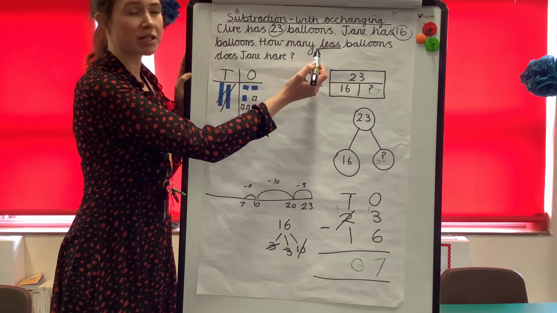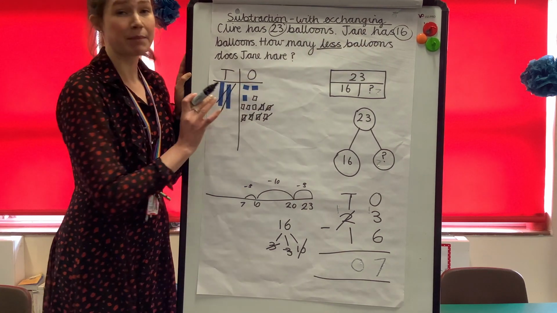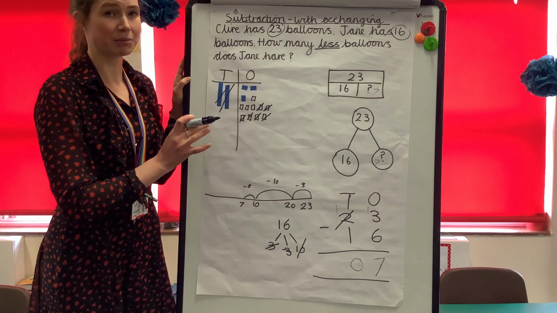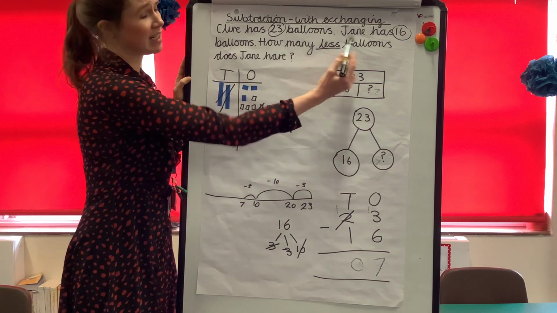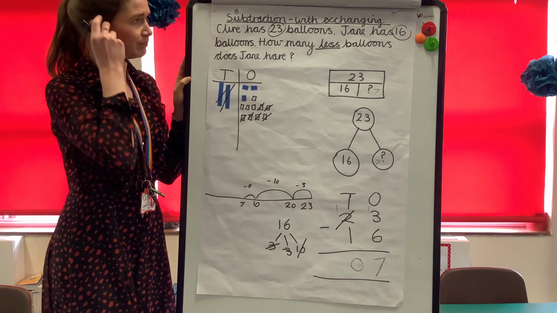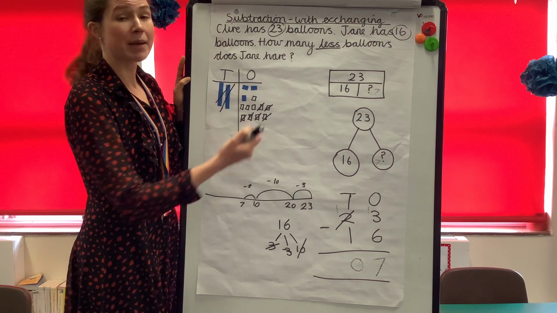And the numbers that I'm going to be subtracting are 23 and 16. We don't need to worry about Clive and Jane, we don't need to worry about the balloons, that is not helpful information. What I need to know is I'm subtracting and I need to know the numbers that I'm going to be subtracting. So in year 3, we are taking away from the biggest number.